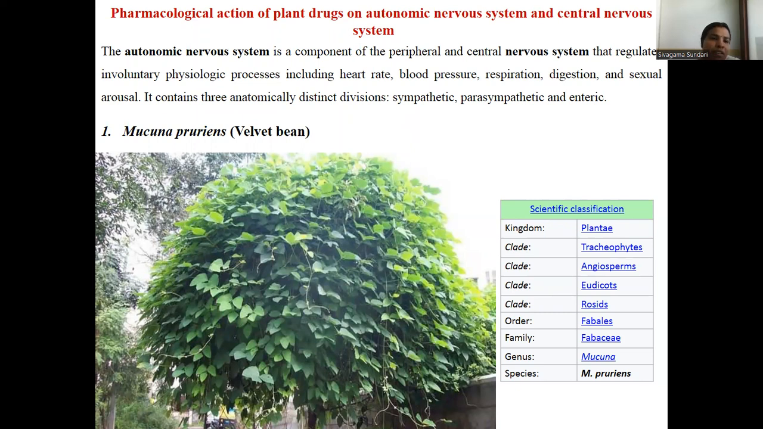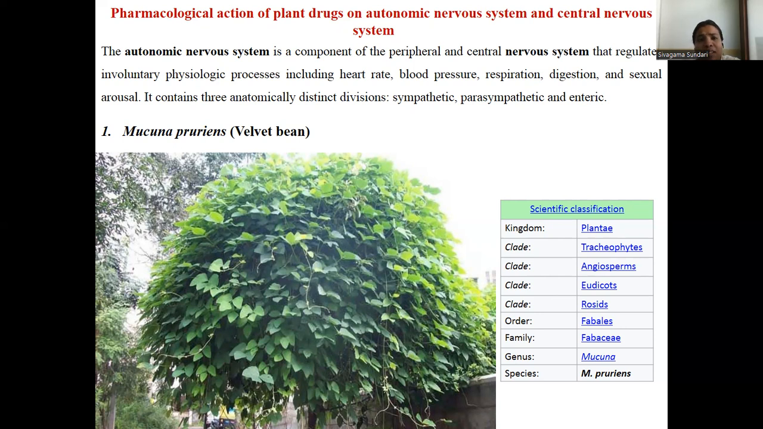Before entering into that, the autonomic nervous system is a component of the peripheral and central nervous system that regulates involuntary physiologic processes, that means heart rate, blood pressure, respiration, digestion, and sexual arousal. This autonomic nervous system is a component of the nervous system that regulates these physiological processes. If there are any disturbances in these processes in the autonomic nervous system, there will be a resultant disorder. That's what you're going to learn about in Parkinson's disease.